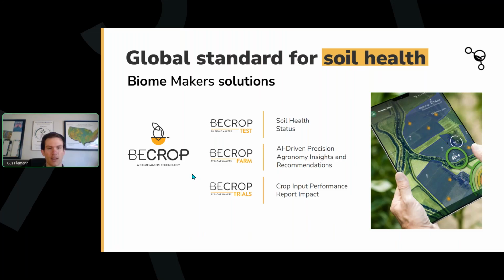and subfield level. And then the third service that Biomakers offers is BeCrop Trials, which is replicated trials designed to look at inputs as well as untreated controls over time to measure crop input performance and determine exactly how inputs are influencing the soil microbiome. So that's more with a focus on understanding products and R&D, as well as putting together claims and valid understanding of how inputs like biostimulants, fertilizers, and crop protection products are influencing the soil microbiome.